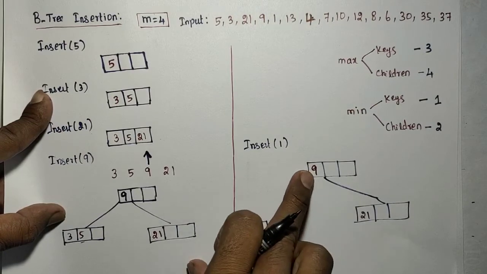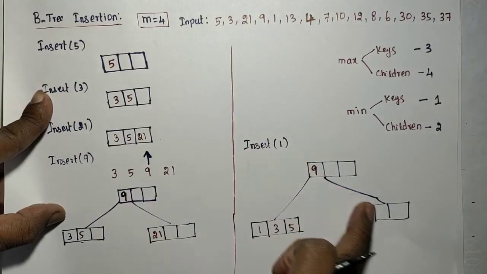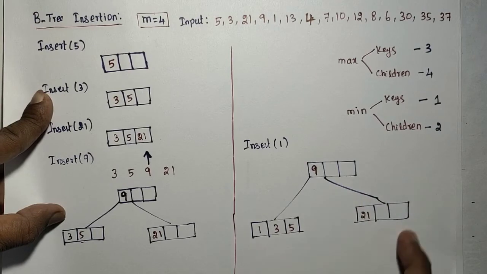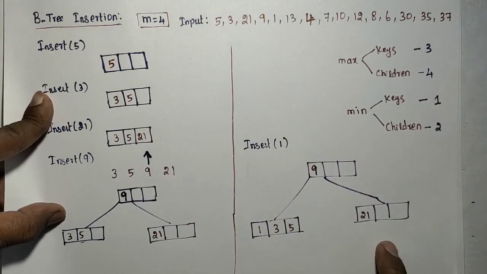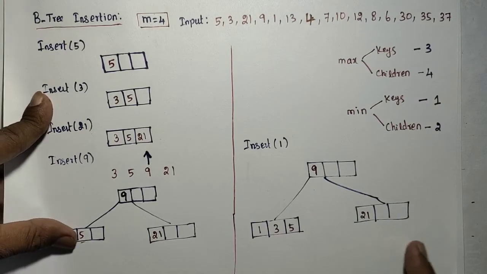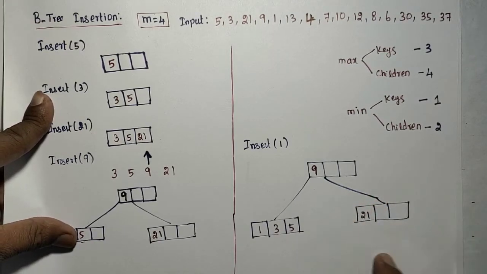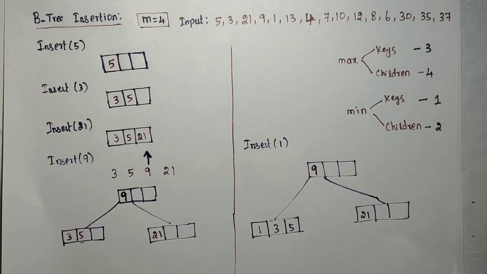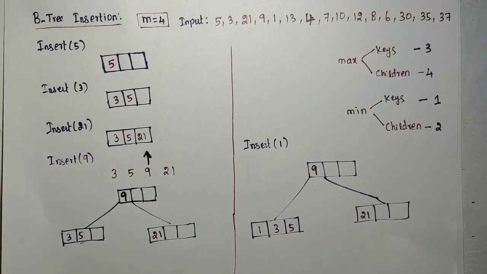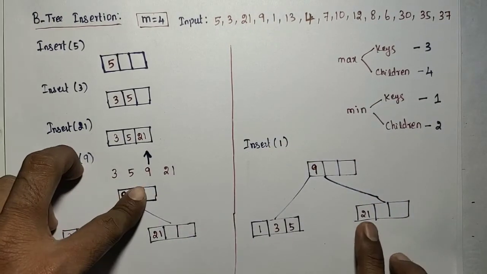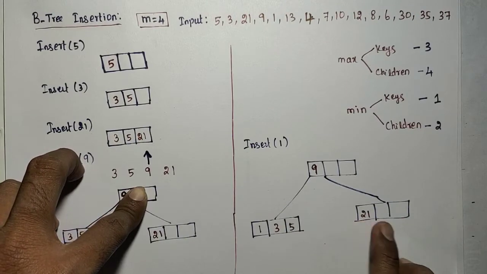Since 13 is greater than 9, I need to go here. Here it is found to be a leaf, so I can insert the 13 into this leaf. Now I need to check the space for the new node. If space is available, simply insert it. Otherwise, if the space is not available, then you go for the split and rise the level. Now space is available for the 13, so it can simply be inserted here. So this will become 13, 21.